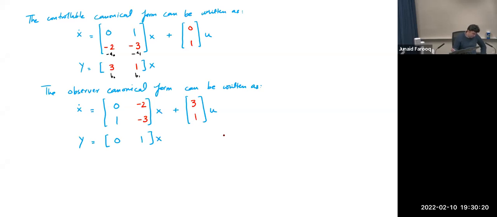Somebody can prove that both of these systems are equivalent. And if you want to prove that, let me ask you this question. If you want to prove that these two systems are the same, how would you prove it? I need volunteers here.